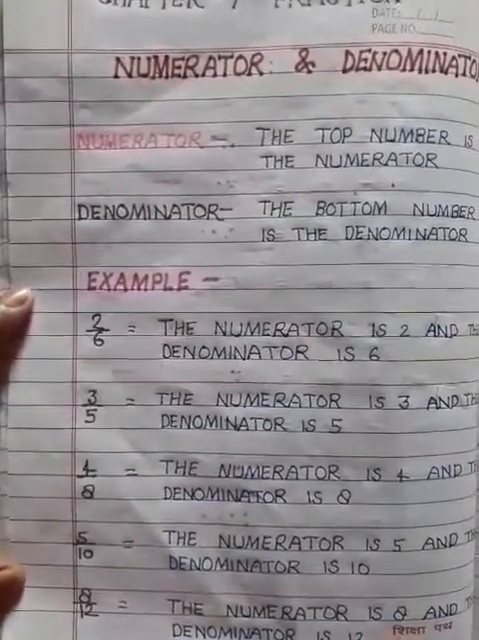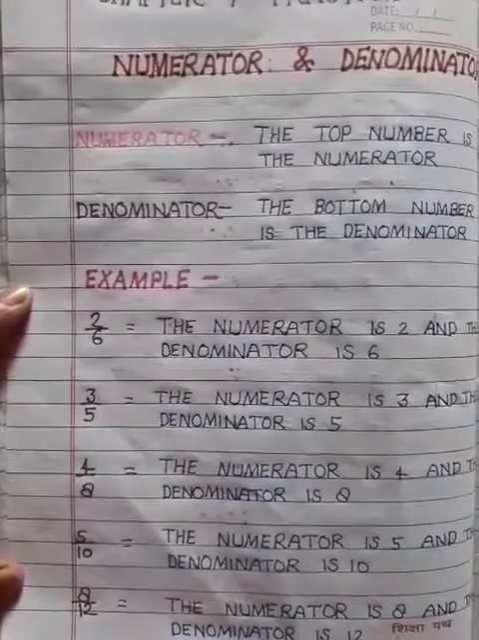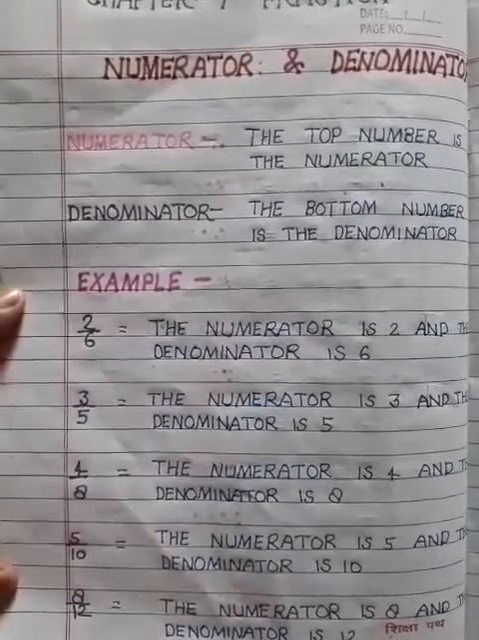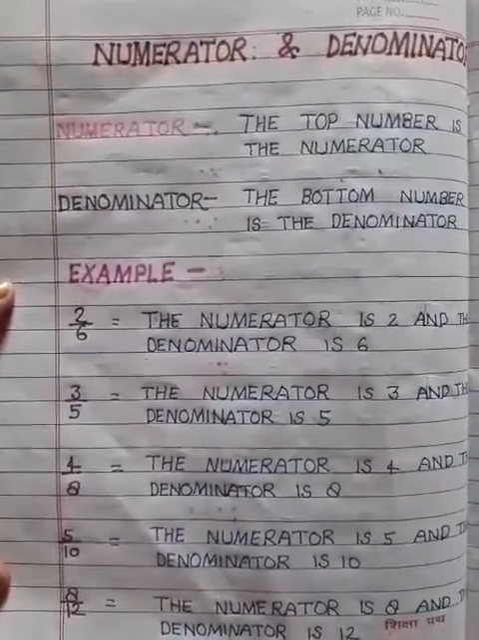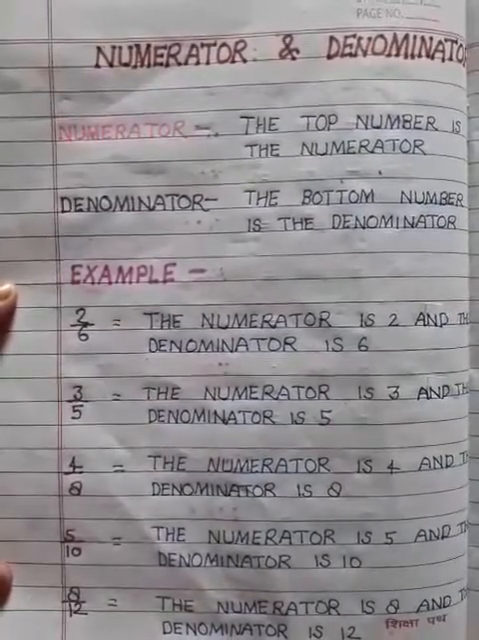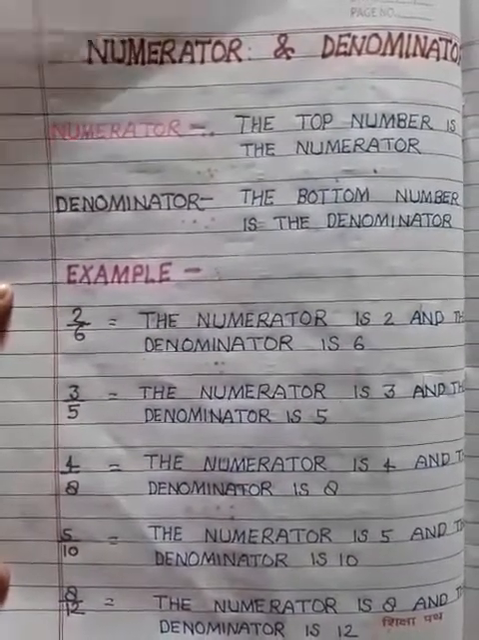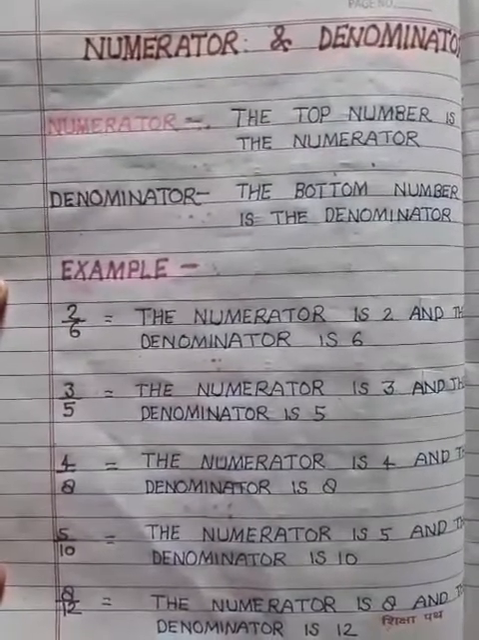Example, 2 upon 6. In the fraction 2 upon 6, the numerator is 2 and the denominator is 6. Second example, 3 upon 5. In the fraction 3 upon 5, the numerator is 3 and the denominator is 5.